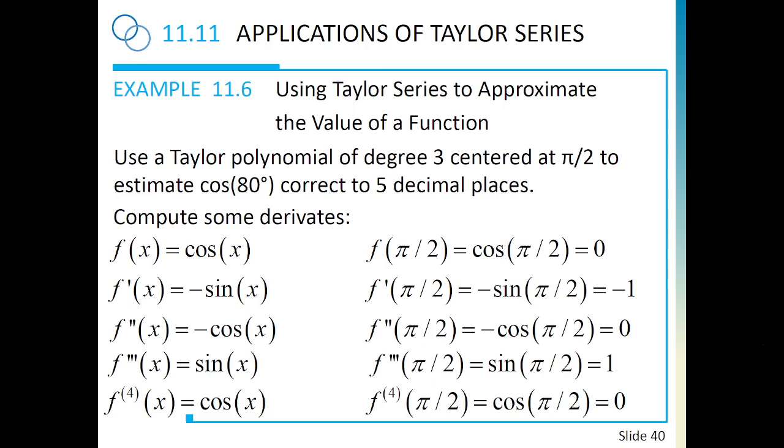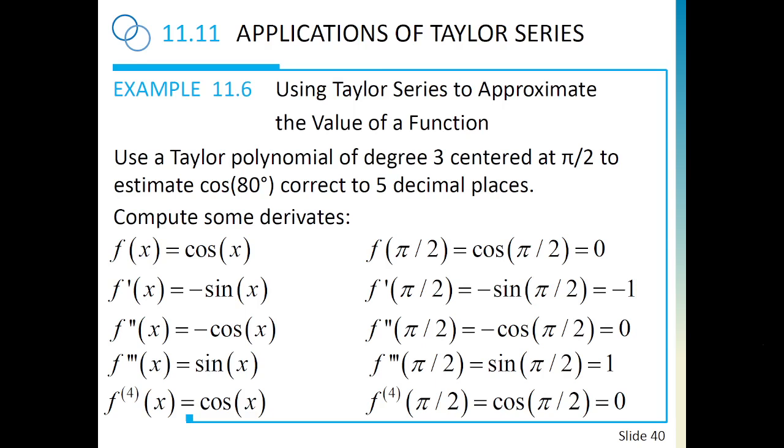So here we have a task which is to use a polynomial of degree 3 that is centered at pi over 2 and use it to estimate cosine of 80 degrees, and that estimation needs to be correct to 5 decimal places.